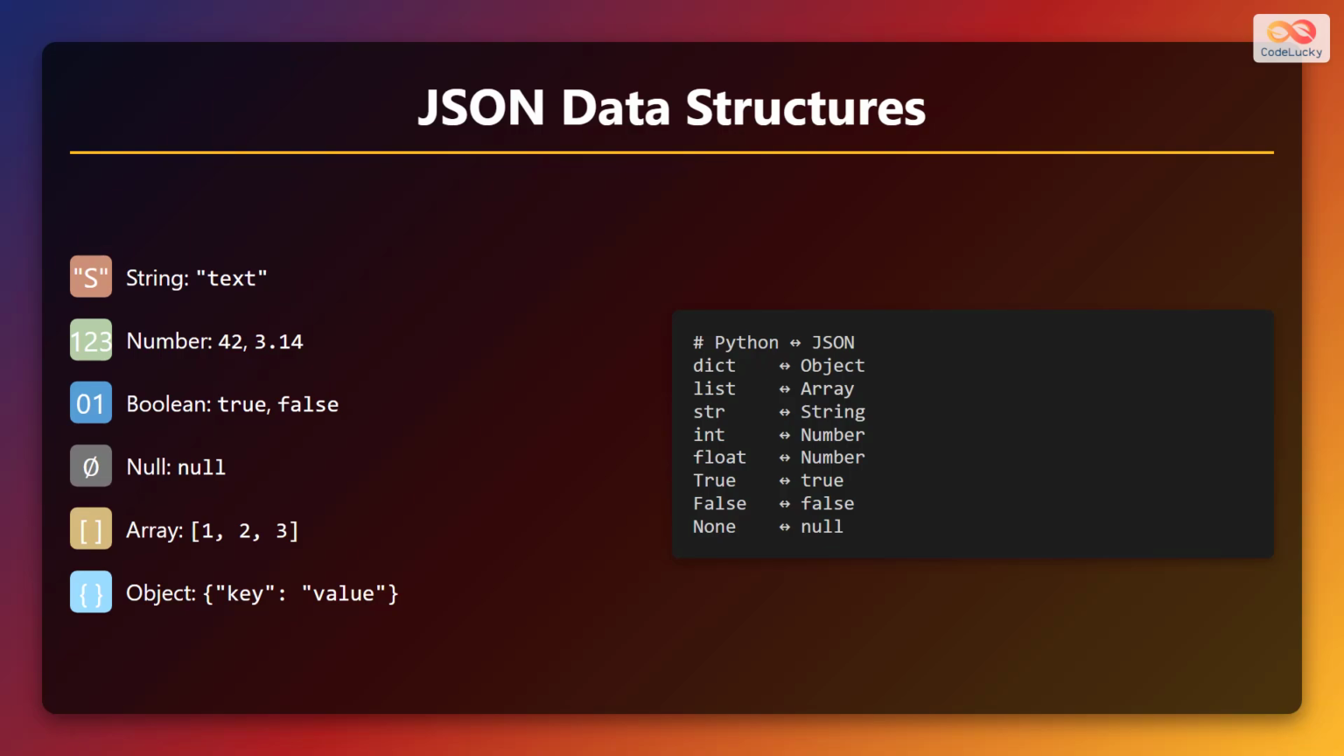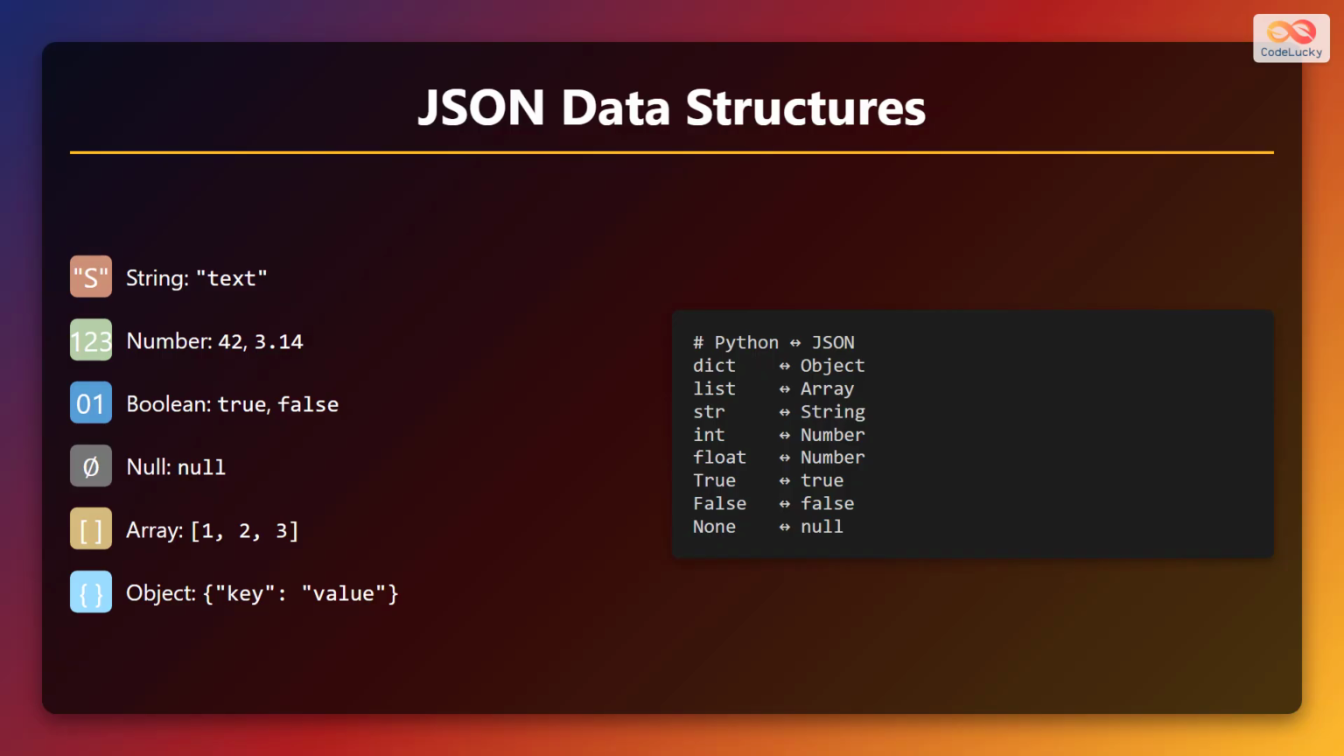An array is an ordered list of values, enclosed in square brackets, such as [1, 2, 3]. An object is a collection of key-value pairs, enclosed in curly braces, where keys are strings and values can be any of the other JSON data types, such as "key": "value".